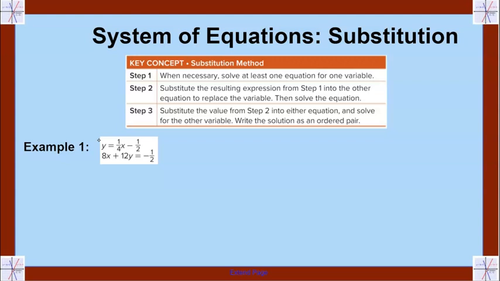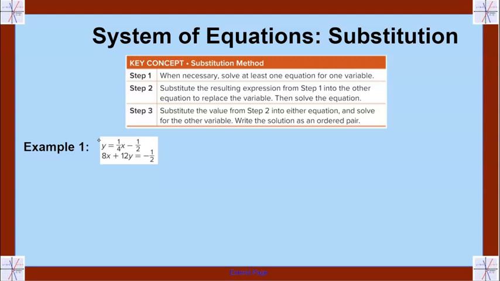Step 2, you're going to substitute that resulting expression from step 1. So what that's saying is we're going to take this part, 1/4 x minus 1/2, and we're going to substitute that in for y in the other equation. And then we're going to solve for the variable x. Step 3 says substitute the value from step 2 into either of the equations to solve for the other variable. And then you can write the solution as an ordered pair, or you can just say x equals this number, y equals that number. But keep in mind that you could have one solution, no solution, or many solutions.